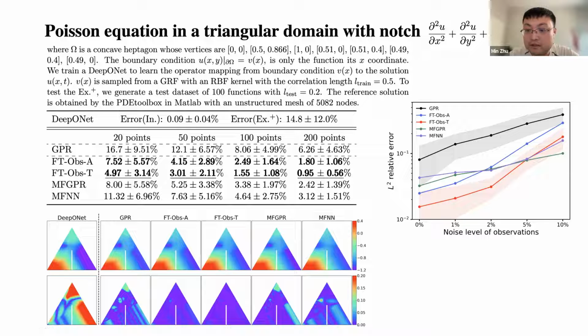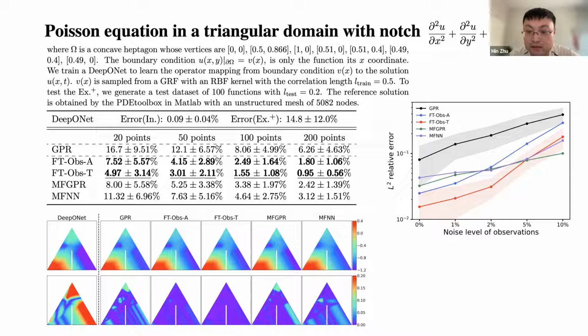Increasing noise level leads to a corresponding increase in the L2 relative errors. All methods exhibit better performance than GPR. When the noise level is less than 5%, the multi-fidelity with observation T reaches the best accuracy.